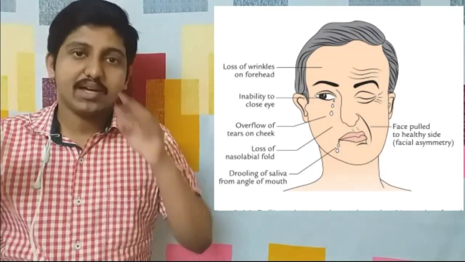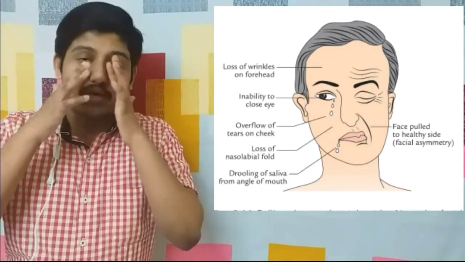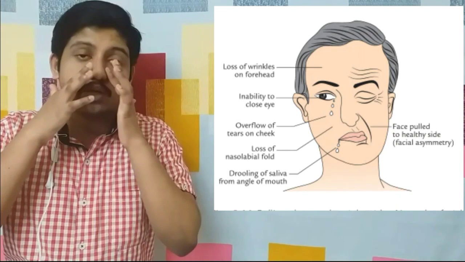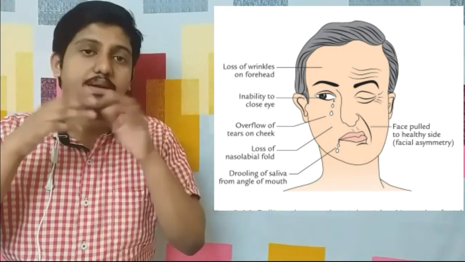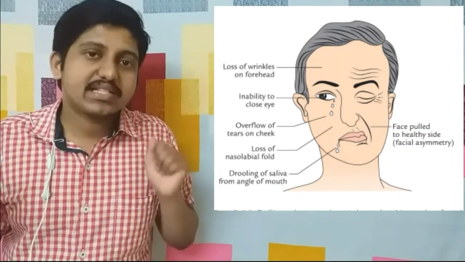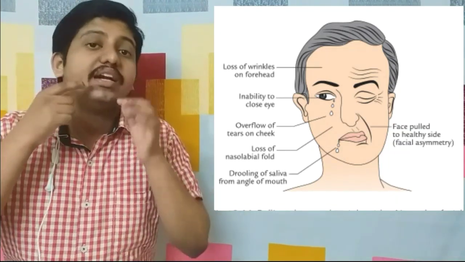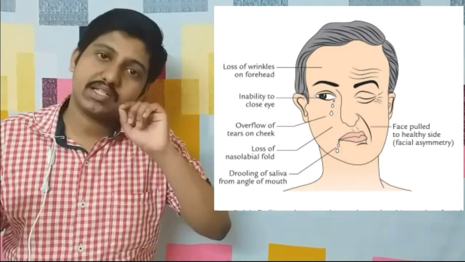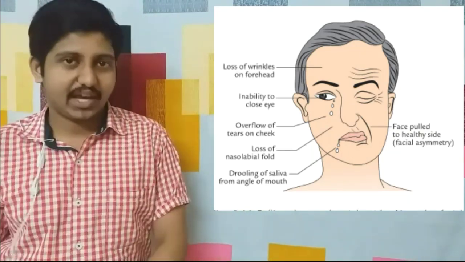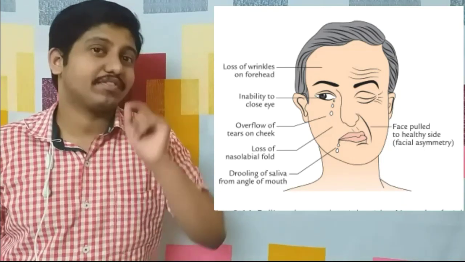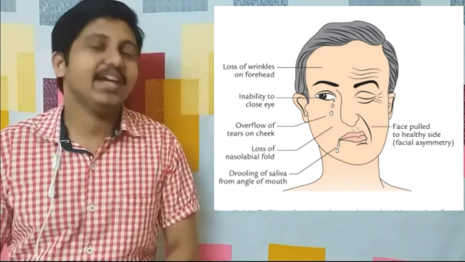Now the next one is the loss of the nasolabial furrow. Nasolabial folds will be lost. Next, there will be deviation of the angle of the mouth towards the opposite side, that is towards the unaffected or normal side. And this is due to the paralysis of the zygomaticus major.